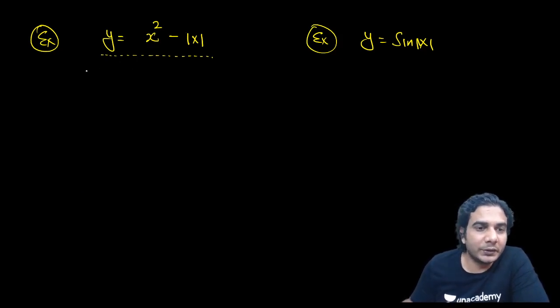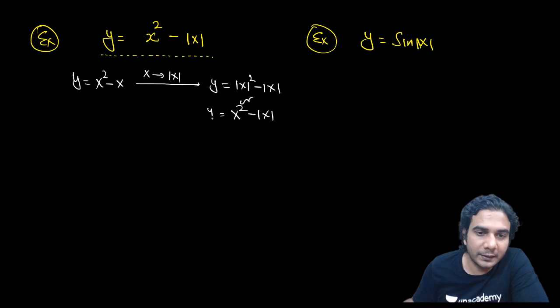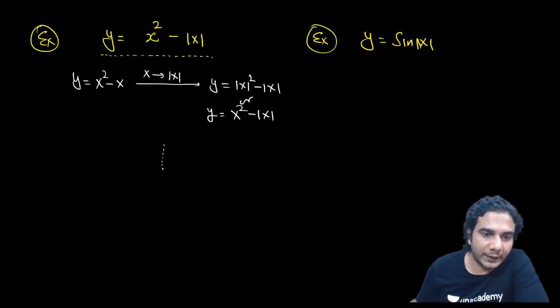All right. So here we will plot the graph of y is equal to x square minus x. And in this graph, you can replace x by mod of x. So you'll get y is equal to mod of x square minus mod of x, which is the same as x square minus mod of x, right? Same, because x square is mod of x square. So I have told you that.